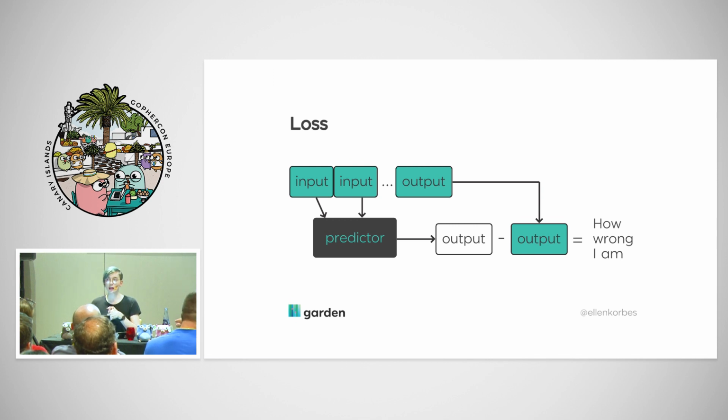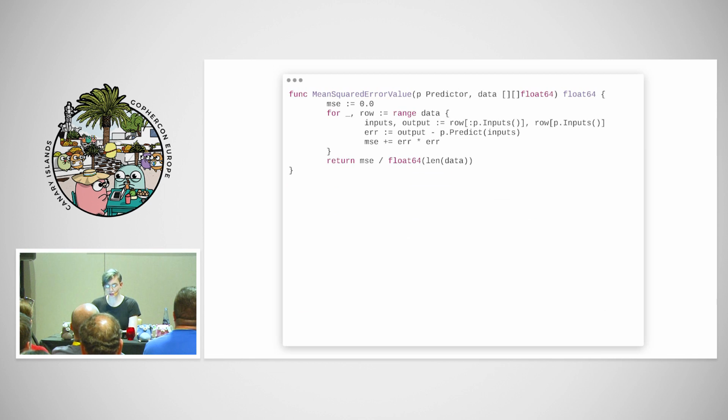Now, to do that, I'm going to take a data set, for example, a list of cars, and what's the mileage, how old is the car, and then how much it costs. I put the inputs in my predictor. I take whatever output my predictor did, and then I say, okay, the predicted output minus the actual correct output is how wrong you are. So this is what we're going to do.